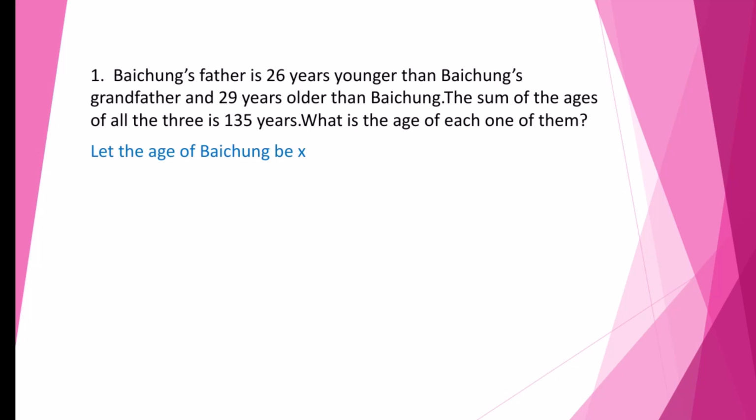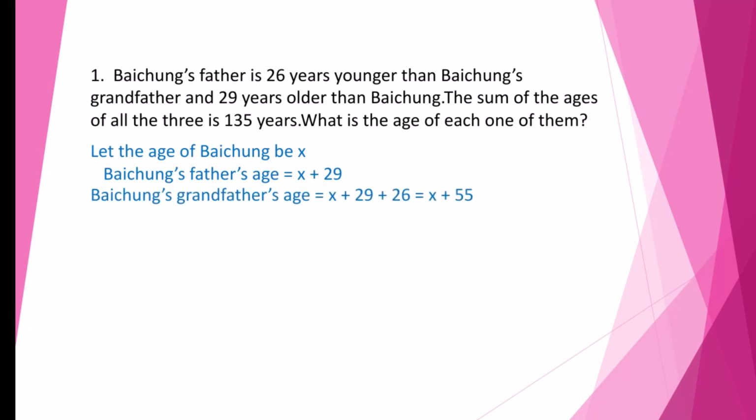Here, let the age of Baijung be x. Then Baijung's father's age is x plus 29, because Baijung's father is 29 years older than Baijung. Then Baijung's grandfather's age is 26 years older than Baijung's father. So x plus 29 plus 26 is Baijung's grandfather's age. We can simplify: 29 plus 26 is equal to 55. So it is x plus 55.